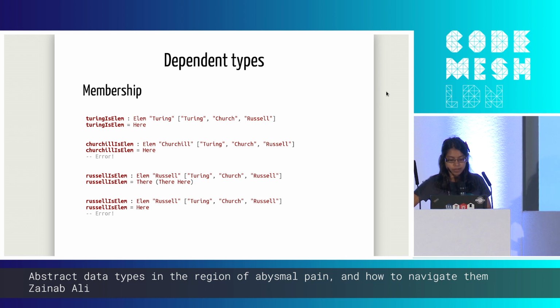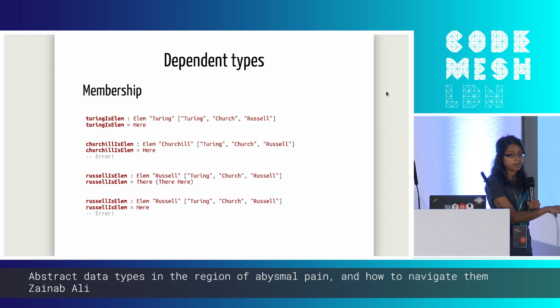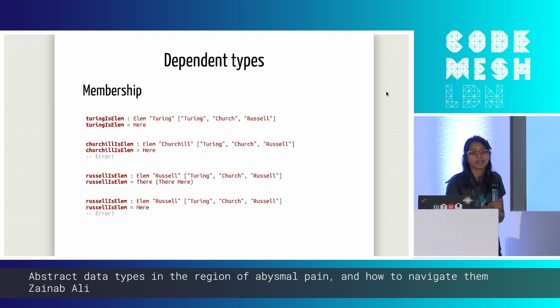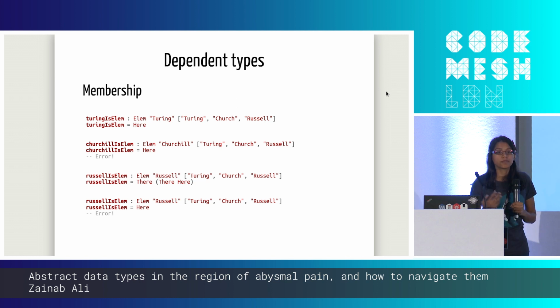And one of the really cool things I realized about this is that the existence of this value of type lm implies that that element is a member of the list. So by having a value of this type, I am proving membership.